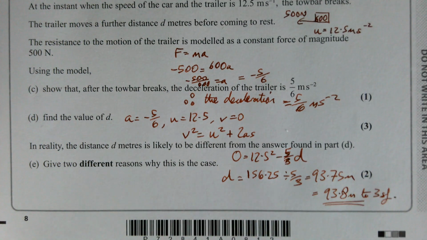And finally, 2 different reasons why the answer is likely to be different. Well, air resistance will vary as the trailer slows. That's one that you could do. Also, the resistance applied by friction from the road will change as the trailer slows down. In reality, it'd probably be true, wouldn't it? So it's unlikely to be uniform deceleration. Also, you could say something about the road being unlikely to be totally flat. Anything that makes sense like that should do the job.